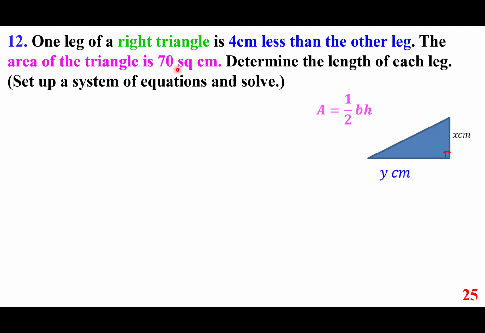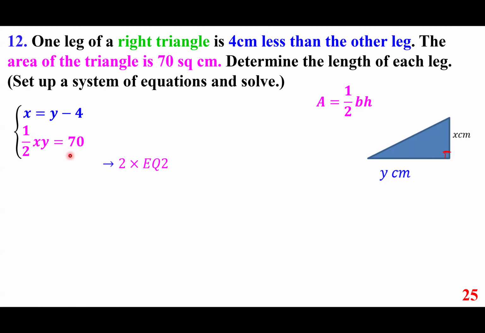So area is 1/2 base times the height. And in the case of a right triangle, the legs, one of them is the base, one of them is the height. So as I mentioned, X is Y minus 4. Half of base times the height, 1/2 XY is 70. That's it. This is the system. Now, how do you solve that? First, let's get rid of the fraction. Let's multiply by 2, everybody. And so this becomes XY equals 140. Now let's do substitution. Let's put the X in here and change it to Y minus 4.